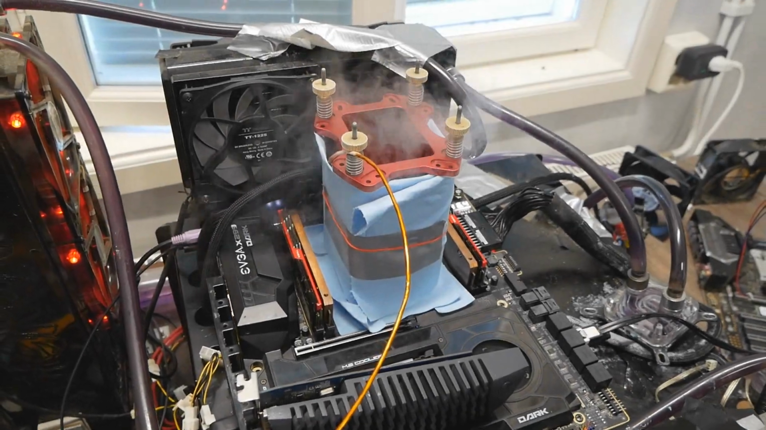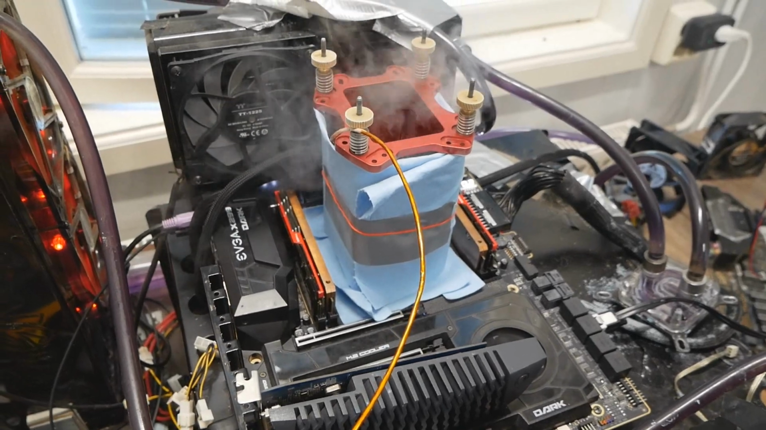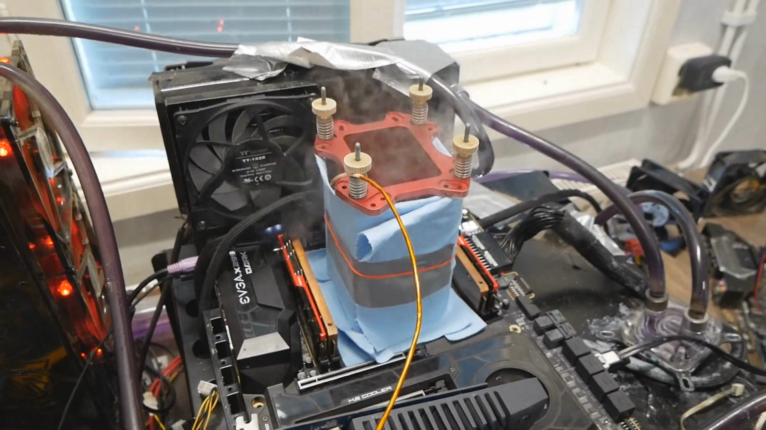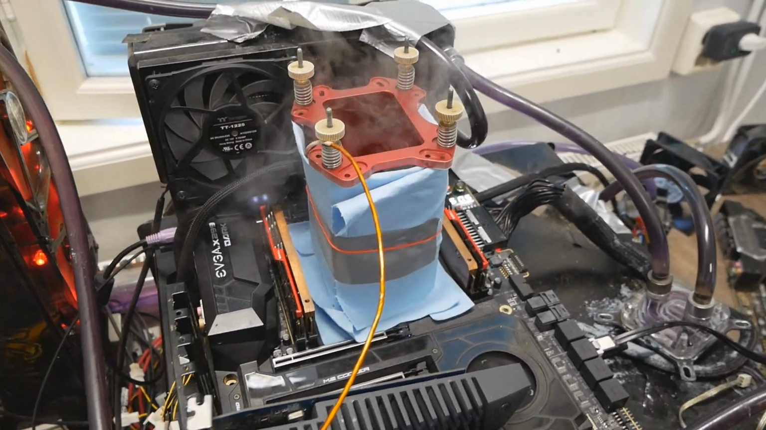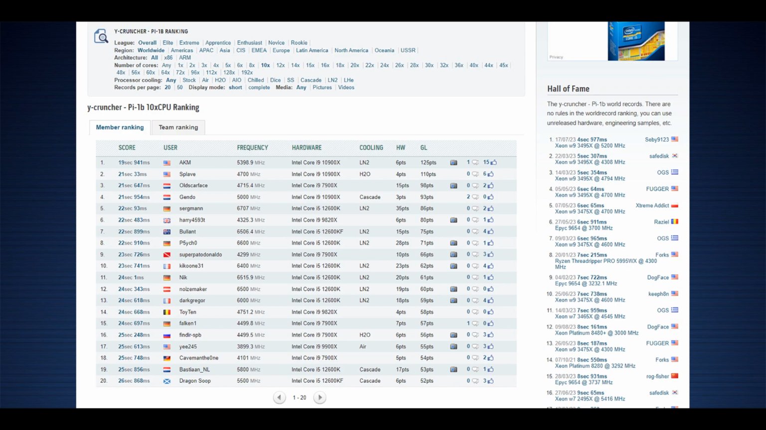Okay, so after a few years, I'm actually going back to the X299 DARK from EVGA with my legendary 7900X CPU, which was by far my best X299 CPU. I'm actually aiming for the top score in YCruncher 1 billion in the 10 core category.